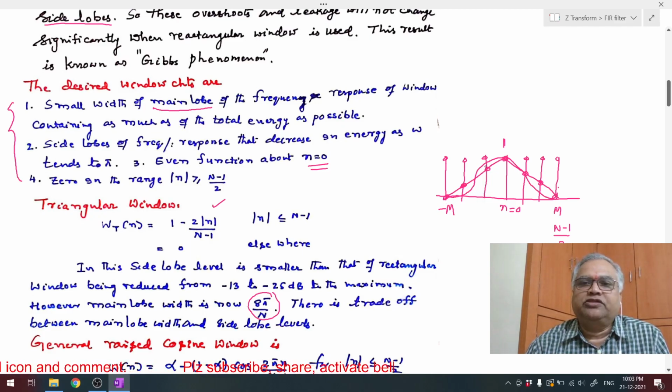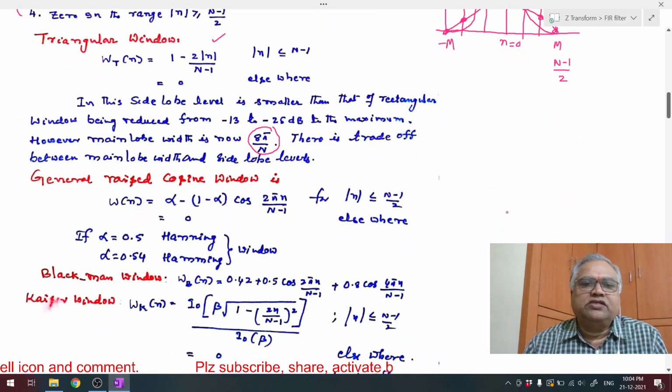So what is this shape? It is like a cos function, a sinusoidal function. Initially slowly rising, then later rising fast. So this shape is changed. Accordingly, different names are assigned. So the general raised cosine is defined by this.